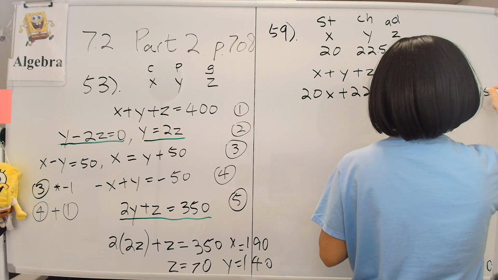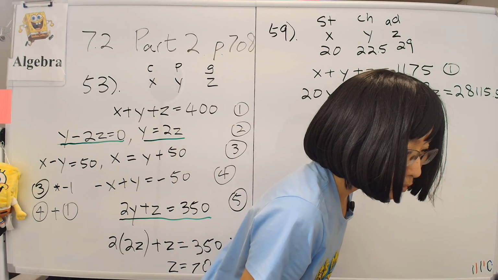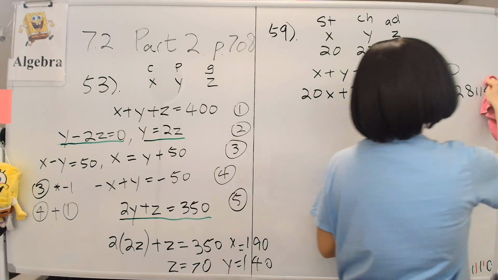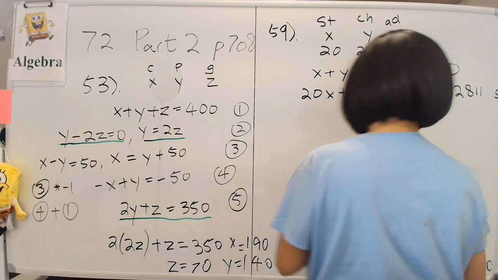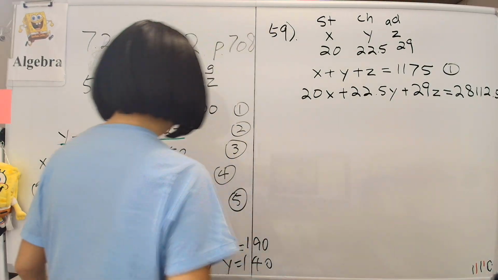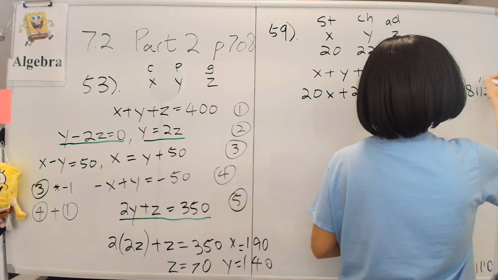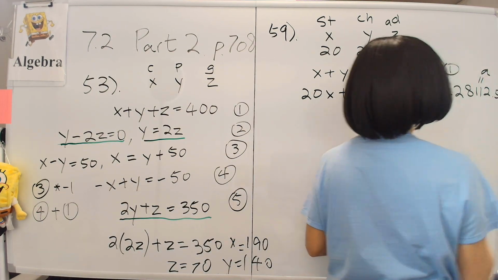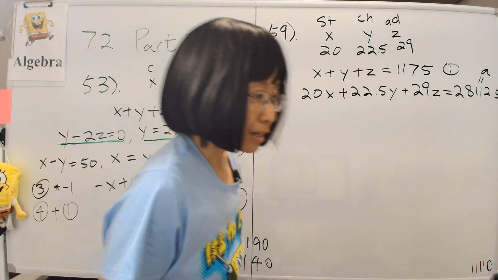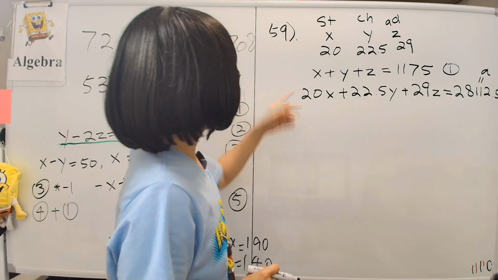28,115.5. I think that's what it says. 115. No, sorry, 112.5. So it's 112.5. Okay, and we'll call that number A, because I'm not writing this thing all over the place. So remember, A means that. And okay, so now we have two equations.